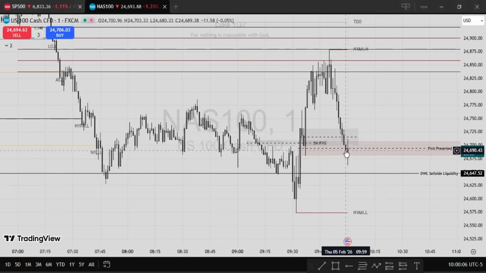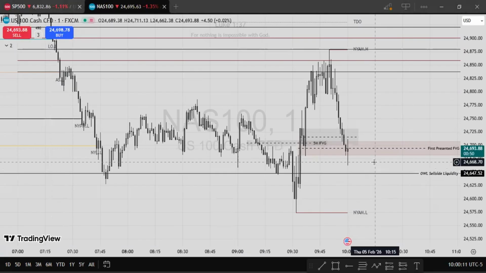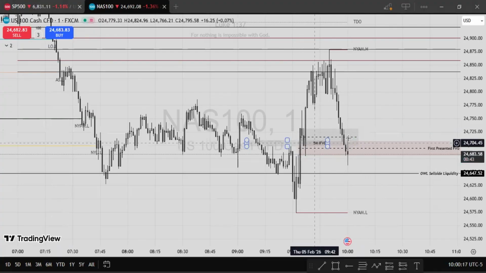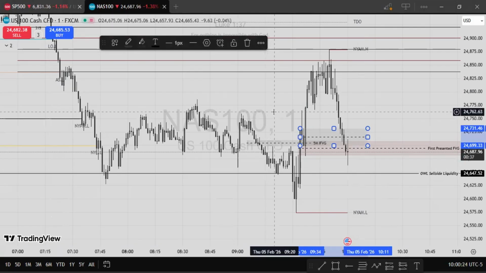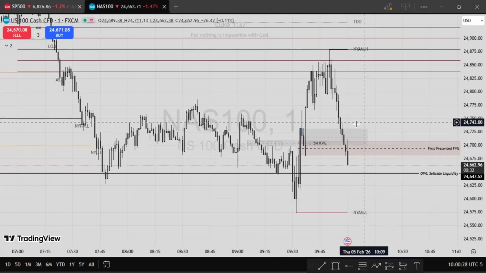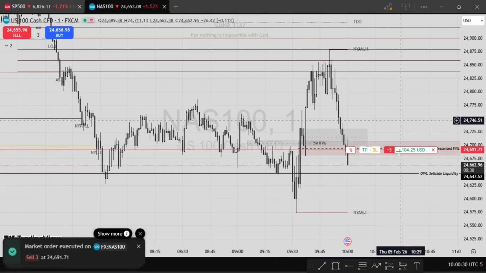I also like that we closed below there. Okay. Below consequent encroachment of that. And then with this breaker, that's where I'm taking myself. Taking a sell here, and my stops above the fair value gap.